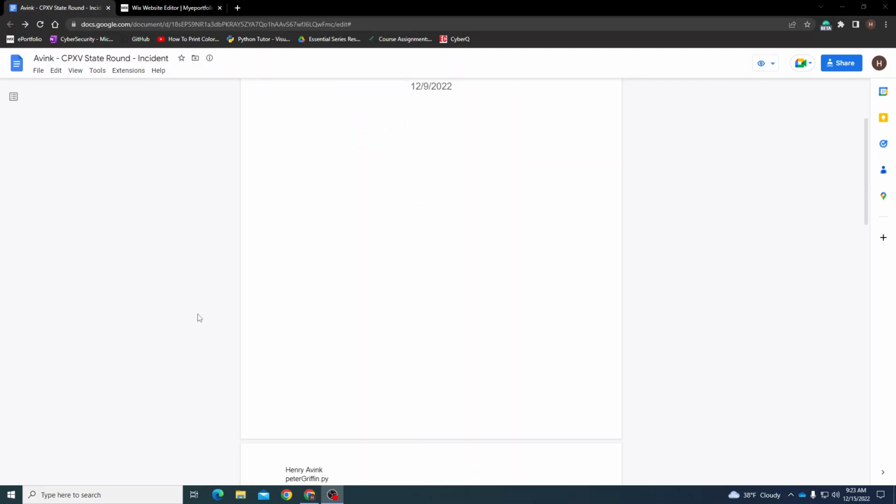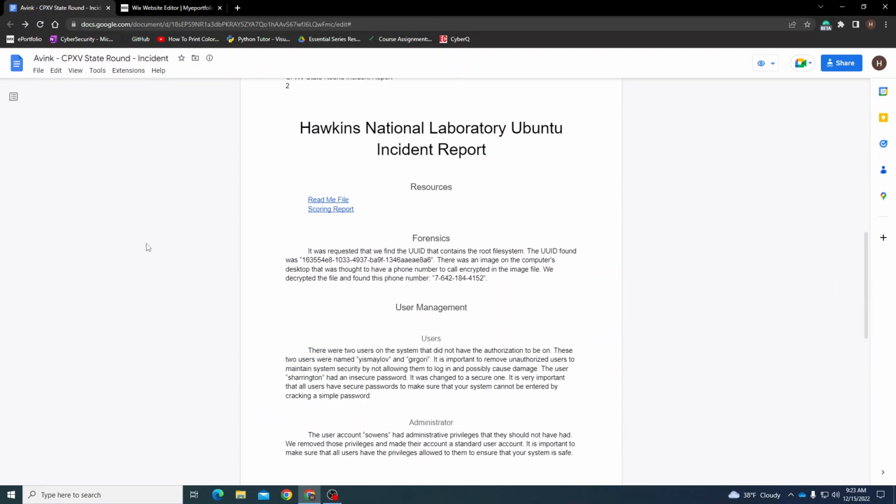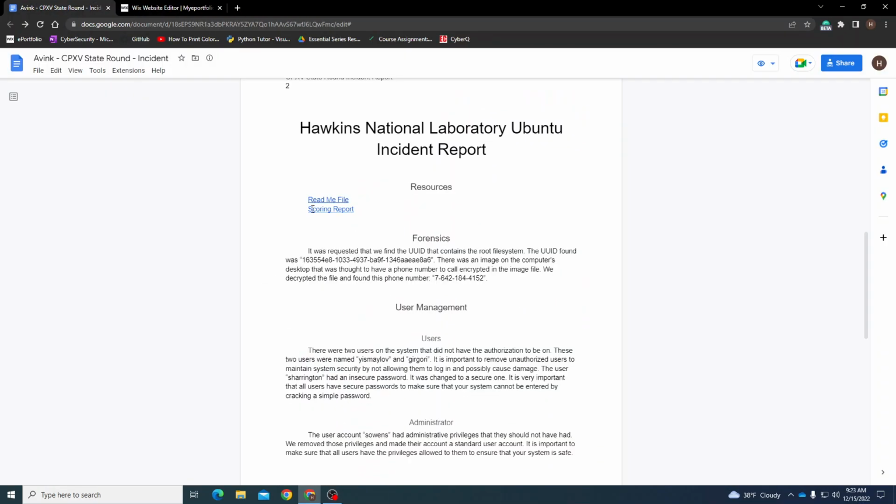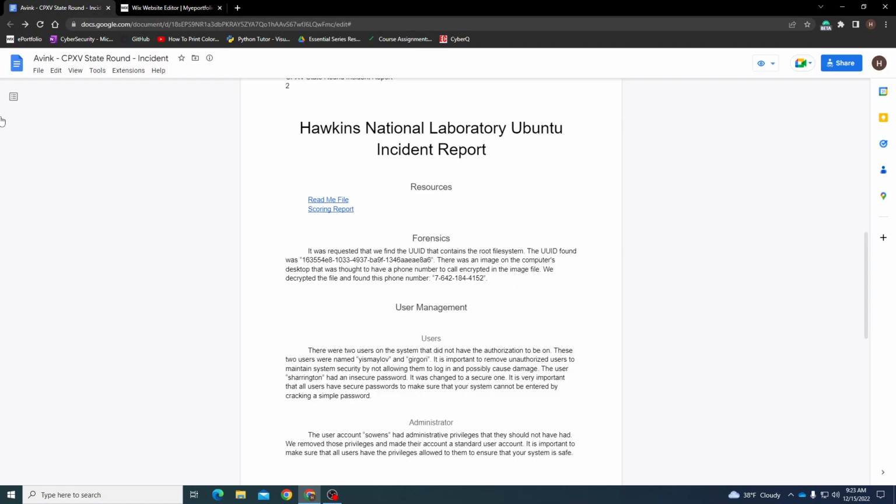Alright, starting off. So we have the Hawkins National Laboratory Ubuntu incident report. Up here we have some of the resources, including the README file for the competition itself, and then also the scoring report involved.